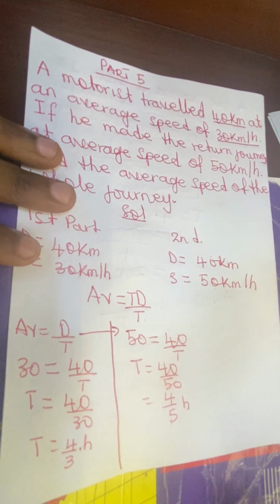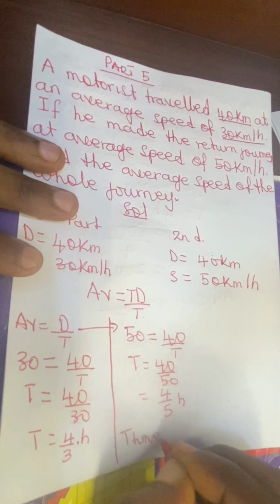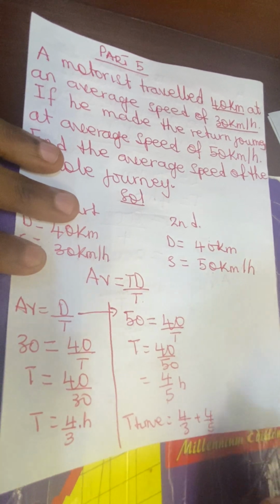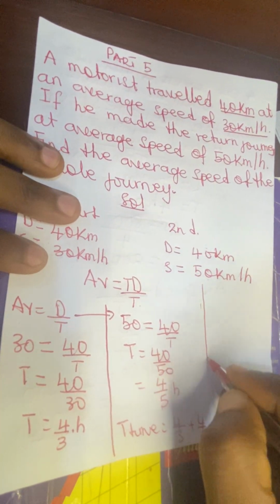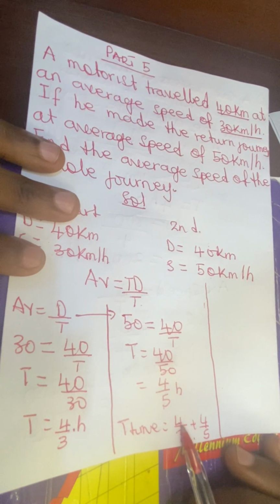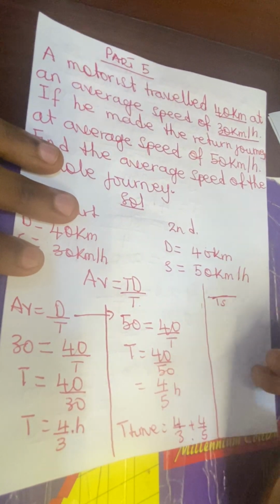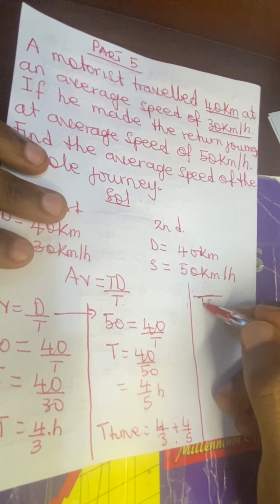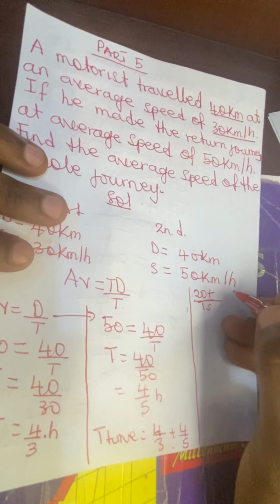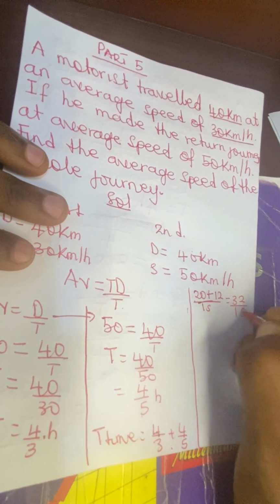So now what do we do? We sum up to find the total time. So our total time will be 4 over 3 plus 4 over 5. Now, by solving this, our LCM here is 15. 3 into 15 is 5, 5 times 4 we get 20. Then 5 into 15 is 3, 3 times 4 is 12. So we are working with 32 over 15 hours.